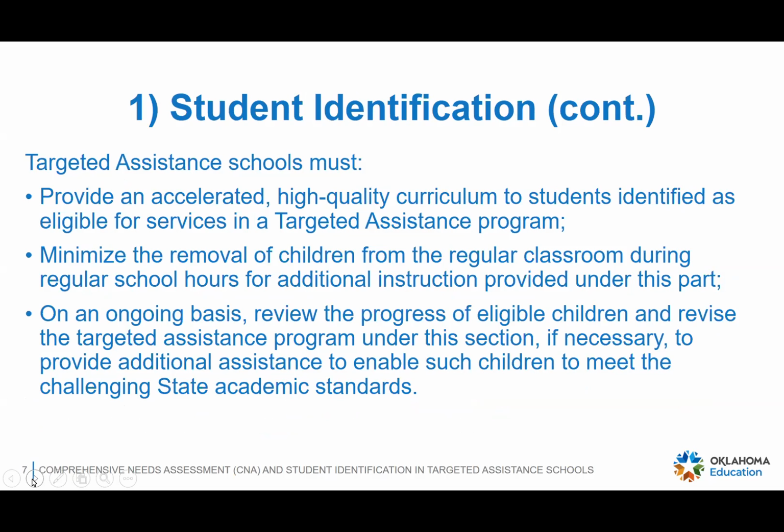The targeted assistance schools must provide an accelerated high-quality curriculum to students identified as eligible for services in a targeted assistance program. It must minimize the removal of children from the regular classroom during regular school hours for additional instruction provided under this part. On an ongoing basis, review the progress of eligible children and revise the targeted assistance program under this section if necessary, to provide additional assistance to enable such children to meet the challenging state academic standards.